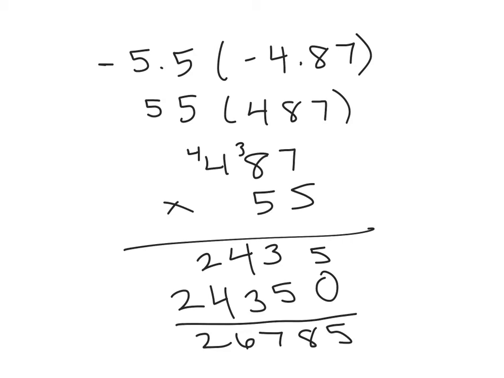Now I need to look at the decimal. So 5.5 has one decimal place, and 4.87 has 2 decimal places. So total, there are 3 numbers behind the decimals. So I'm going to add my decimal point to the end, and I'm going to move 3 decimal places to the left. And that would be 26.785.